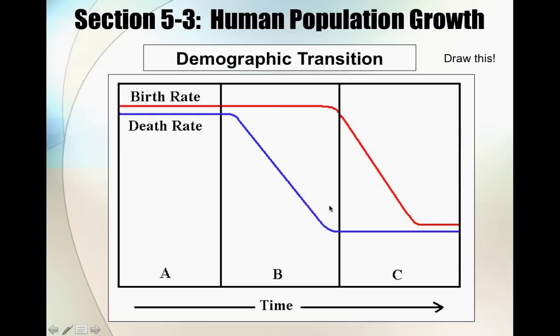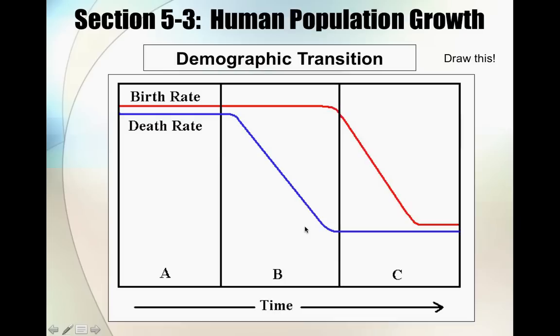But while your death rate is falling, you still have this incredibly high birth rate. So you have fewer individuals leaving the population and many individuals entering the population, and you have a large increase in your overall population. This is part B of your demographic transition.